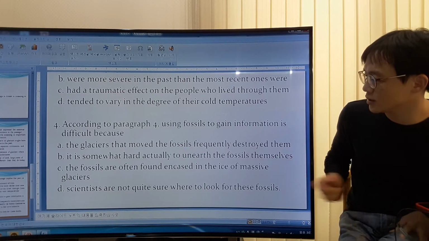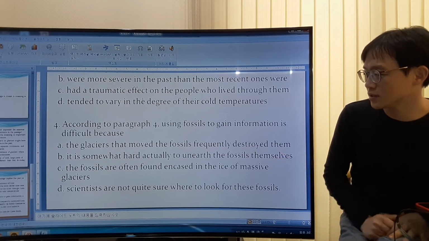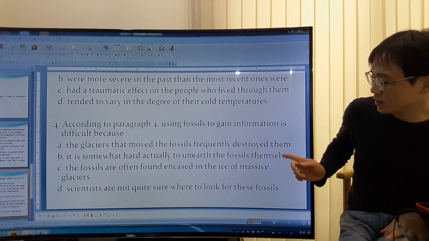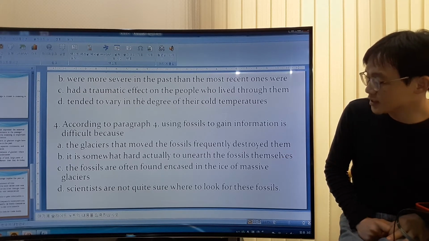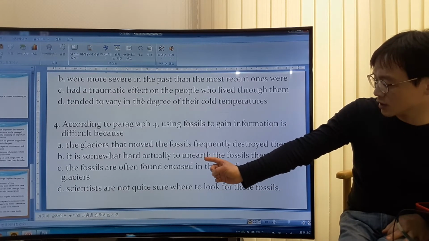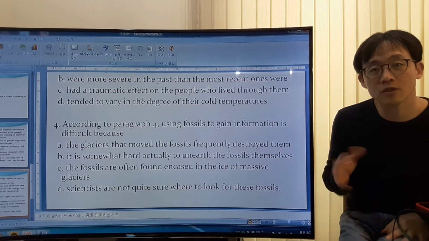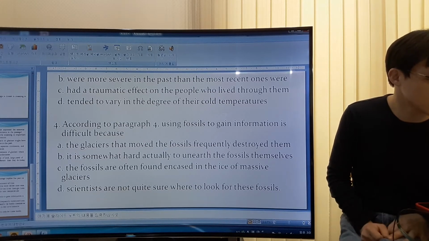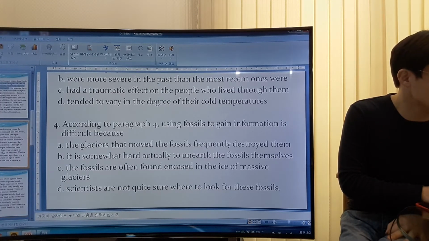So it's B or D. The answer sheet says that B is the answer, okay? But if you look at B, you can think of two ideas, one of which is it's difficult to find the fossils, and the other one is even if you find the fossils, it's hard to dig it up, okay? It has two meanings, so I think D is a better answer. I think D should be the answer, alright?